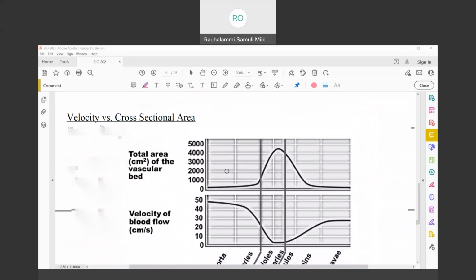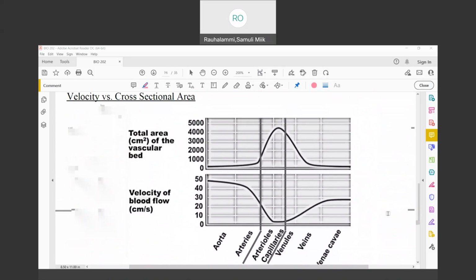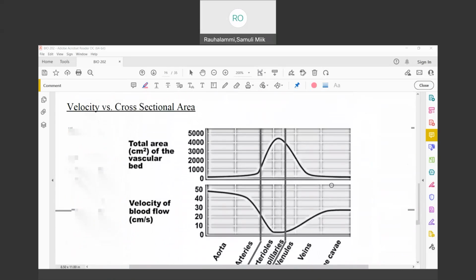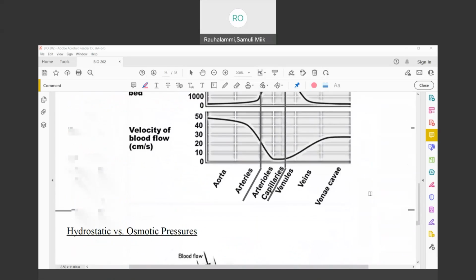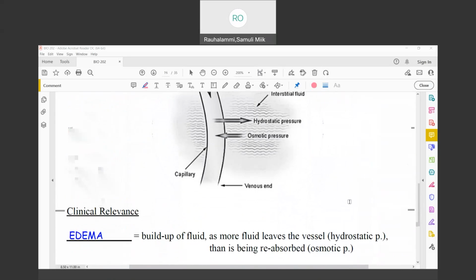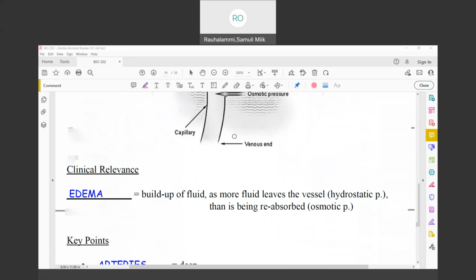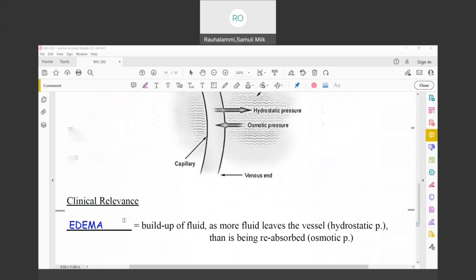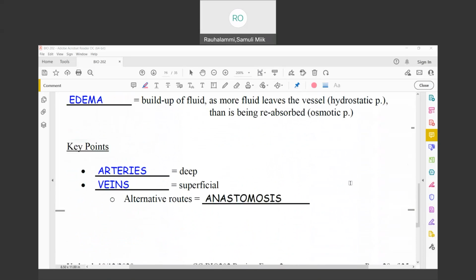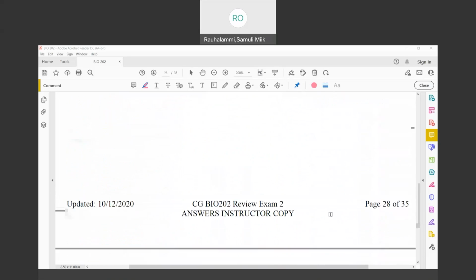Finally, we discussed a little bit about the speed of the blood at different parts. Notice fastest at the aorta and arteries, lowest at the capillaries, veins somewhere in between. And this was a result of the total vascular bed area at these different areas. I'll leave the hydrostatic and osmotic pressure for our discussion of the lymphatic system, just noting that if the hydrostatic and osmotic pressure are not in balance, we end up with a buildup of fluid as an edema. So arteries are typically deeper, veins can be deep or superficial, and the anastomoses were those alternative routes.